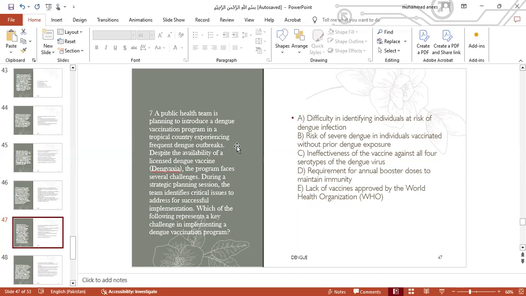Which of the following represents a key challenge in implementing a dengue vaccination program? A, difficulty in identifying individuals at risk of dengue infection. B, risk of severe dengue in individuals vaccinated without prior dengue exposure. C, ineffectiveness of the vaccine against all four serotypes of the dengue virus. D, requirement for annual booster doses to maintain immunity. E, lack of vaccine approved by WHO.